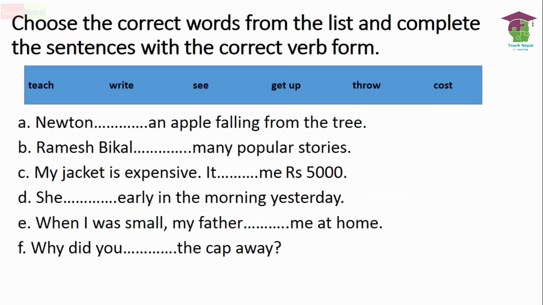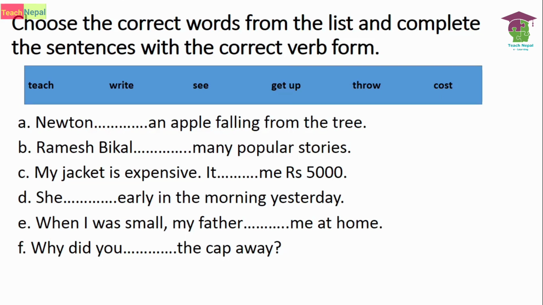Now you need to choose these verb forms which are suitable to these sentences here and change them into past form. Newton did an apple falling from the tree. Which verb is suitable? Here C is suitable. But what's its past form? Newton saw an apple falling from the tree. Right? Ramesh Bikal did many popular stories.